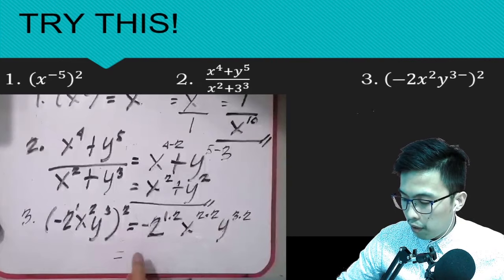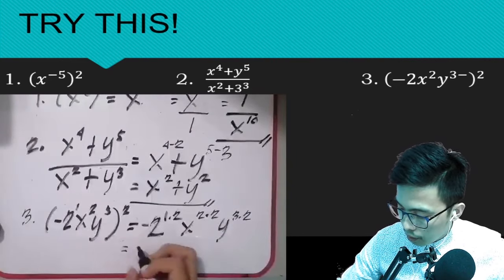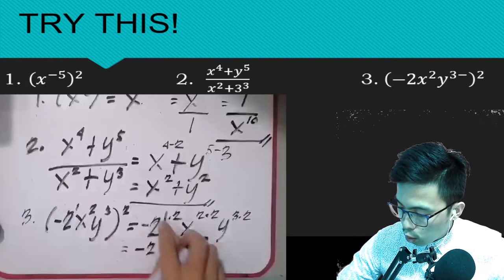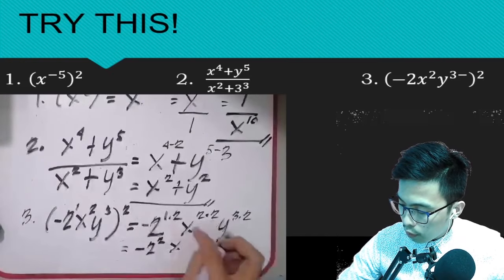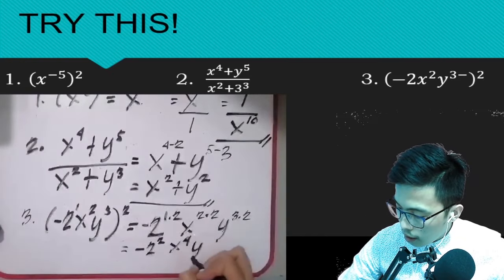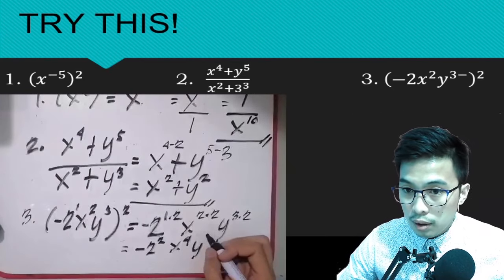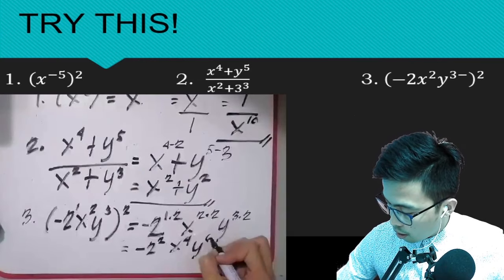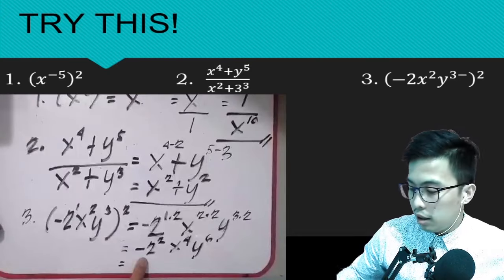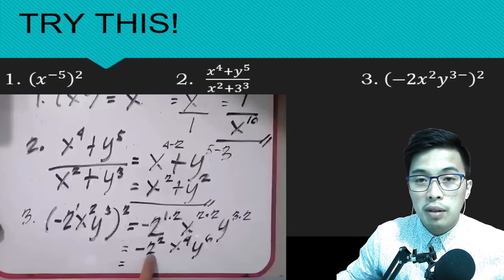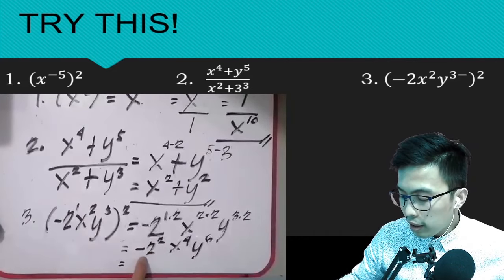And then we simplify. Okay, so this will be negative 2 times 1 times 2. That is 2. And then x raised to the power of 2 times 2, 4. And then y raised to the power of 3 times 2. That is equivalent to 6. Okay? So this is not yet in simplified form kasi meron pa tayong whole number that is raised to a power which is 2. Again, so we simplify this.